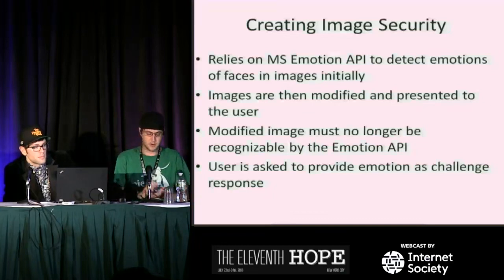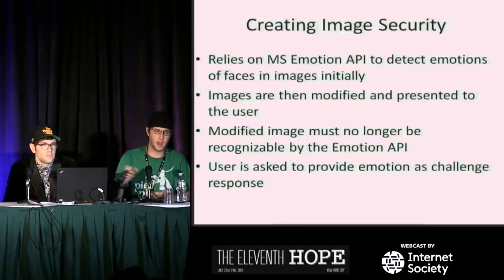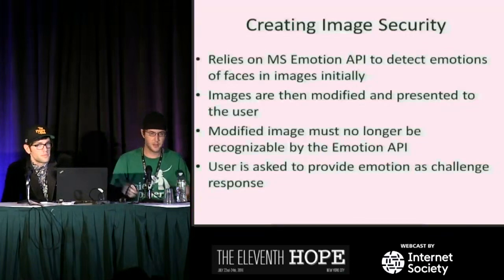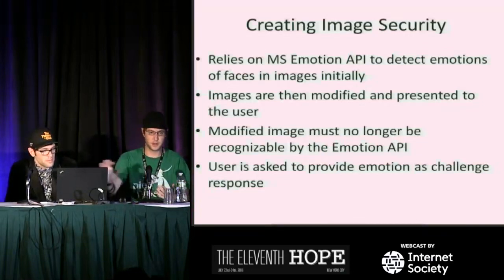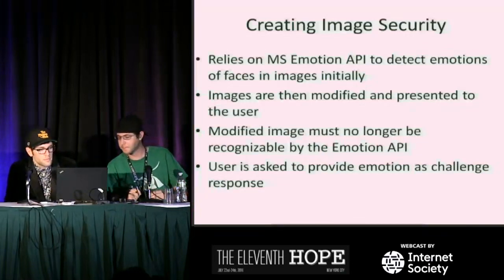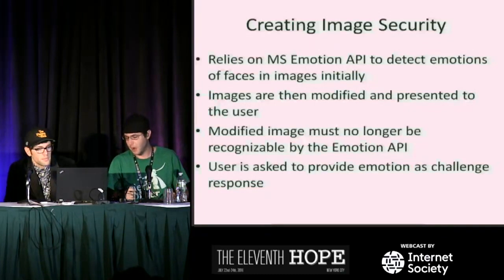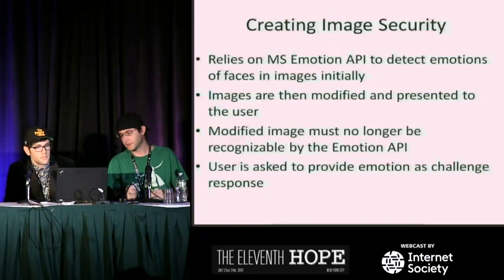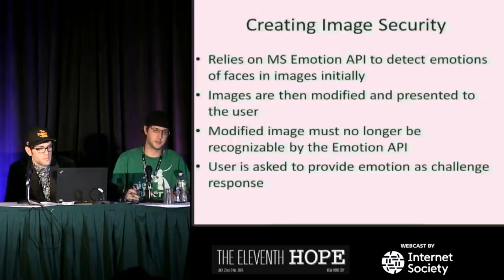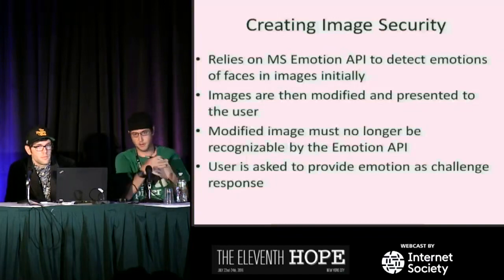Then we start using GIMP and applying these filter chains one at a time and shipping it back to the API, saying, what do you see now? What do you see now? Eventually it'll come back and say nothing. That's when we save it and say, all right, this is ready to show out. So it's no longer recognized by the emotion API. Then the user is asked to provide the emotion as the challenge response. So here's the image that's been modified. Can you guess which emoticon matches?